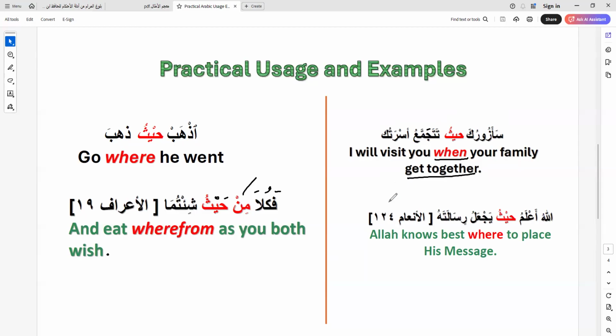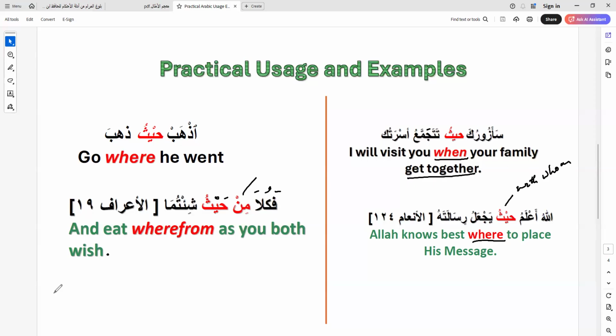Now let's look at Surah Al-An'am, verse 124. There's a use of حيث there. Allahu a'lamu haythu yaj'alu risalatah. Allah knows best where to place his message. Where. And haythu can mean with whom here. But for literal explanation, Allah knows where to place his message. That is to say, he knows whomever is supposed to carry his message to specific people.